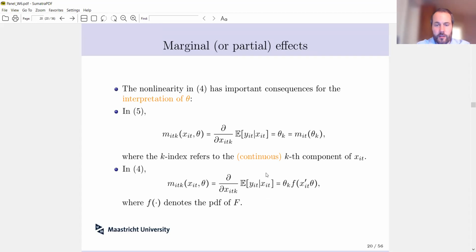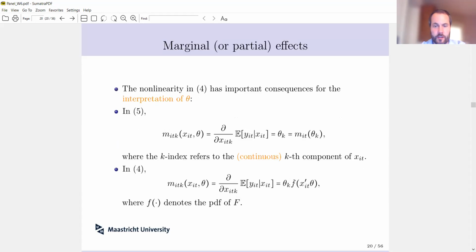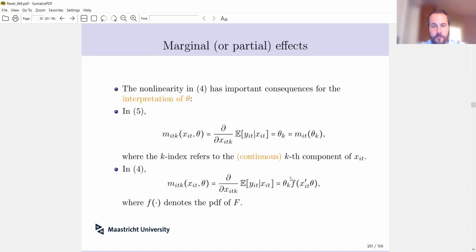In nonlinear models, you see we get the parameter times the derivative of this big F, which I denote here as little f. Remember that this is a CDF, so this is going to be a PDF. Okay.